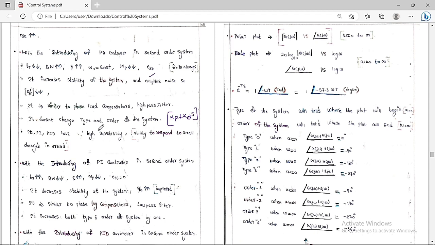So PD, PI and PID have high sensitivity. These are able to respond to even small changes in errors. Based on this, they are going to give output in order to get the actual output as the desired output. So these are the things regarding the PD controller.